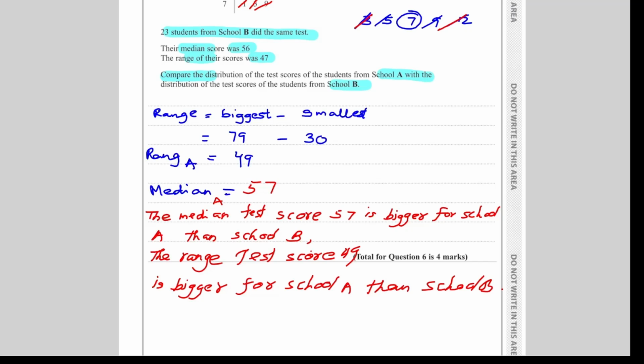So you need to use context from your question. Can you see I've used context? Here, school A, school B, those are context from your questions. Please don't use just median. Don't use just median and range. You have to use context from your question.